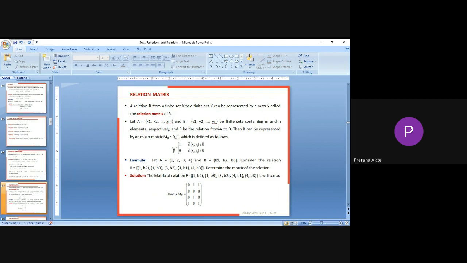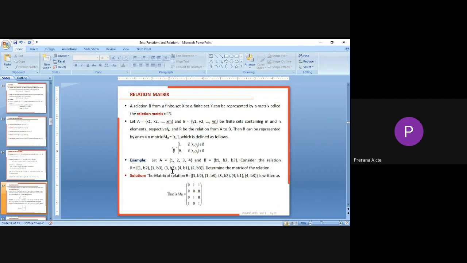Then, if you are going to define the relation matrix M_R, it will contain the elements from both set A and set B based on the given property. If (xi, yj) belongs to R, in the relation matrix I will write 1. If (xi, yj) does not belong to R, I will write 0. Based on this, I am going to build that particular relation matrix. Let us see here: let A equal 1, 2, 3, 4 and B equal b1, b2, b3.